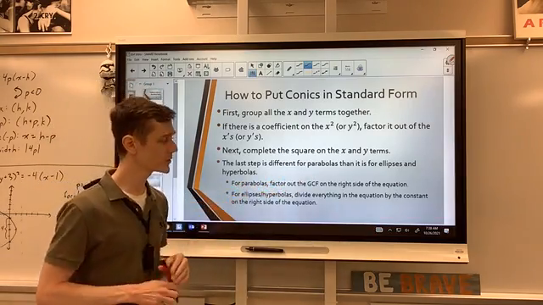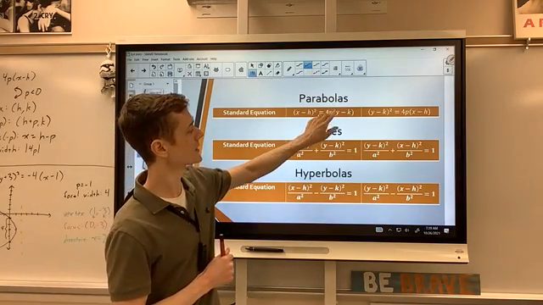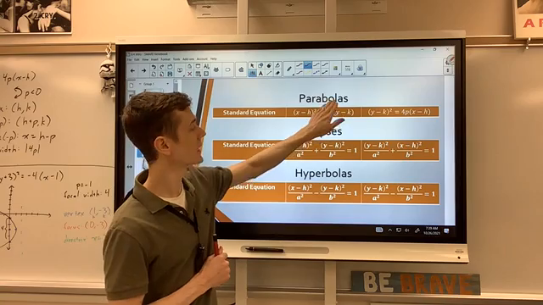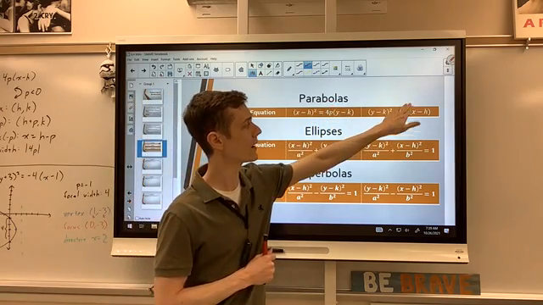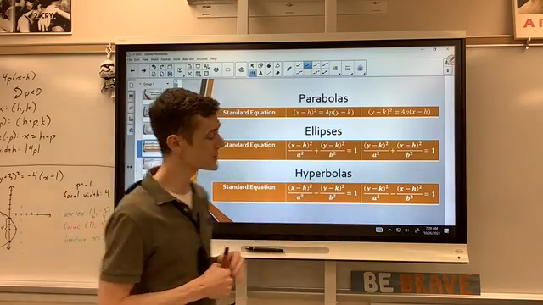For parabolas, you will factor out the GCF on the right-hand side of the equation because I'm expecting it to be a number out front times y minus something or a number out front times x minus something. So there's a GCF factoring that creates the 4p piece.